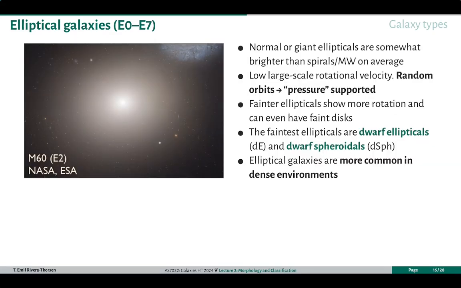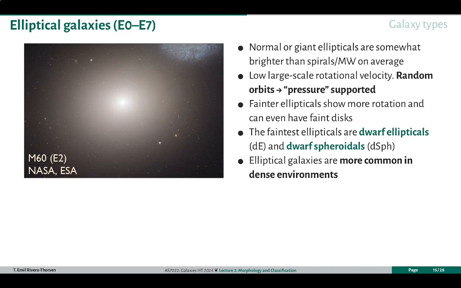This is an example of an E2 galaxy. We can see a little bit of elongation in this one. This one is M60, so another one from the Messier catalog. Normal or giant ellipticals are usually somewhat brighter than spirals or galaxies like the Milky Way on average.